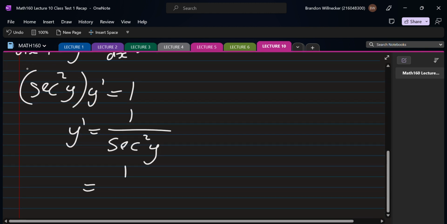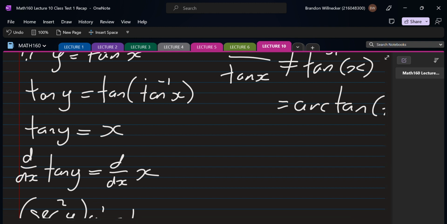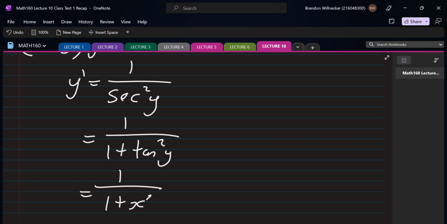So this will be 1 over 1 plus tan squared y. Again, why am I using that identity? Because if we go up a bit, we see that tan y is x. That's why I'm using that identity. We need to incorporate tan. And tan squared y, that's going to be x squared. So it's 1 over 1 plus x squared.